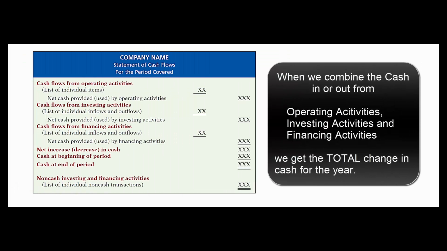This is the general form of the statement of cash flows. We break it down by operating activities, investing activities, and financing activities. These can all be positive or negative numbers, but when we combine them all, they explain our net increase or decrease in cash for the year. We combine that with the cash at the beginning of the year, and we get the cash at the end of the period. So as you've already figured out, we know the answer down here before we even start.